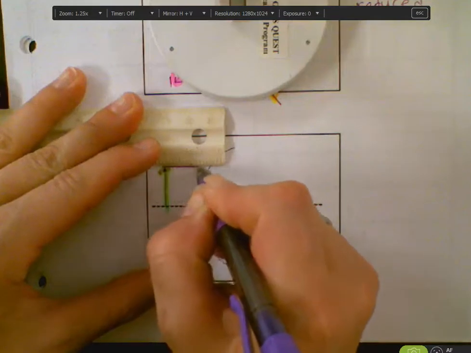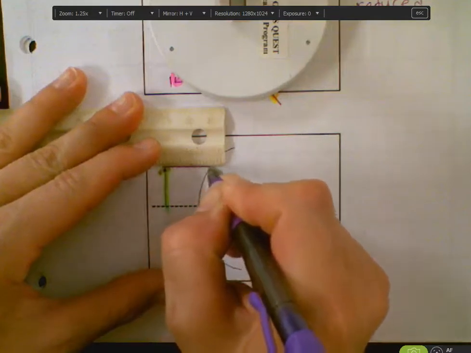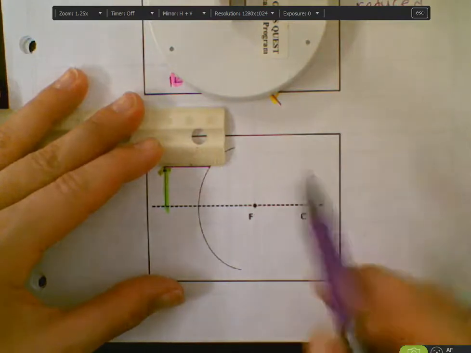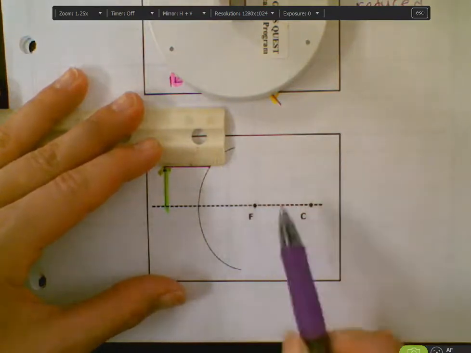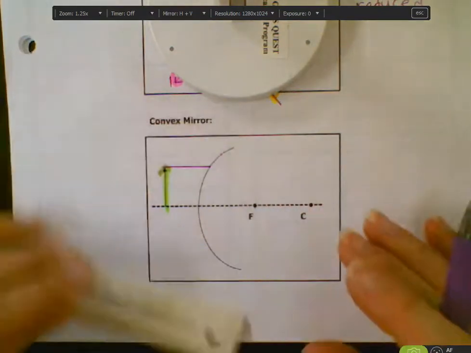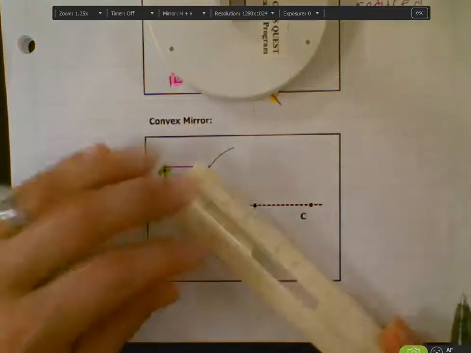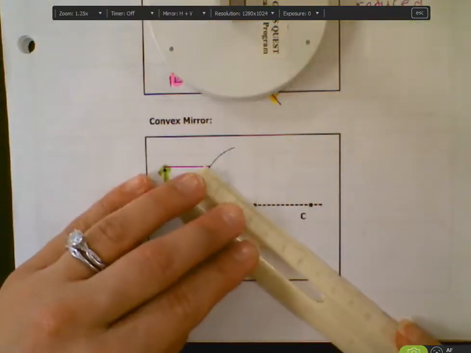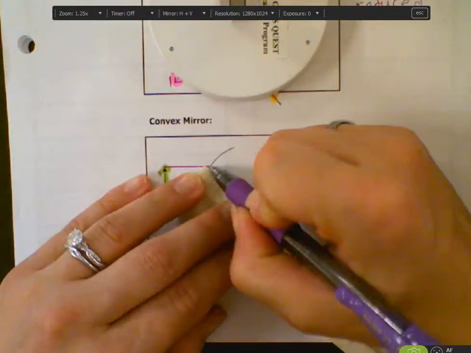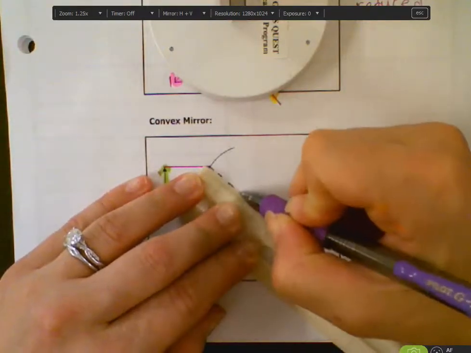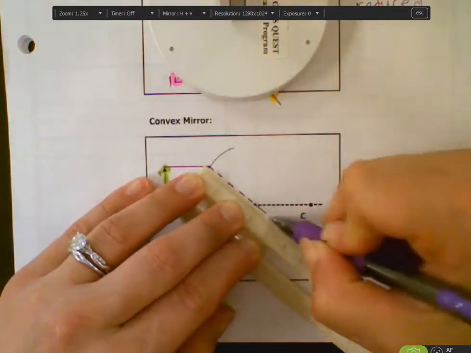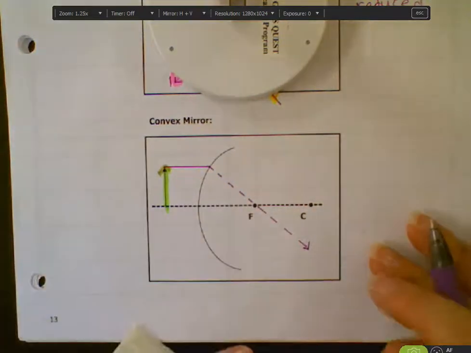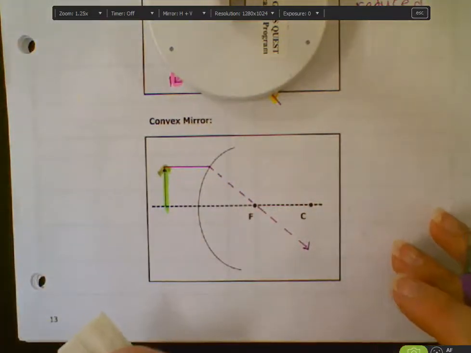I'm going parallel until I hit the mirror, and then I'm going to draw the line toward the focal, but there aren't real rays over here. So I'm going to display that by doing a dashed line instead. If I'm on the virtual side of La La Land, I'm going to do a dashed line. Okay, but what really happened to that light ray when it hit the mirror?